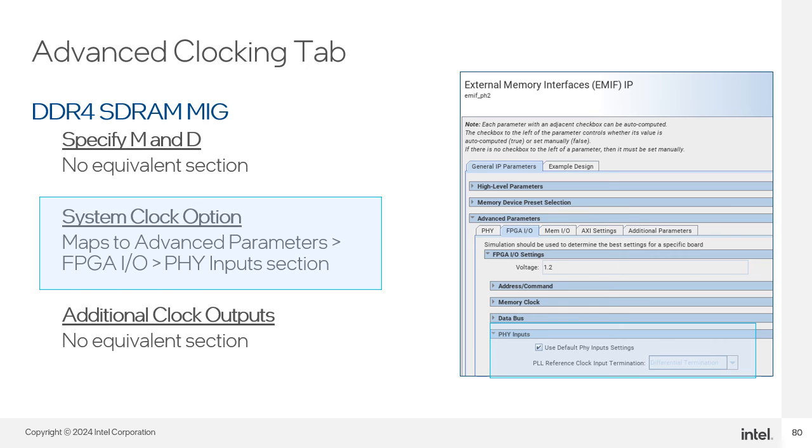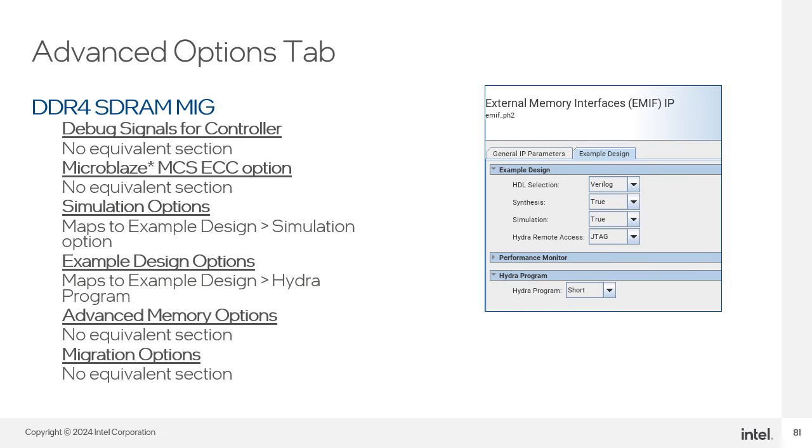There is no equivalent section for the additional clock output section, as the I/O PLL used for EMIF cannot be used for generating additional output clocks. The simulation option in DDR4 MIG allows users to select the simulation mode. The valid options are BFM and Unisim. The simulation option for the Agilex 5 FPGA EMIF IP serves a different purpose. It lets you decide if you want to generate the simulation design example or not.